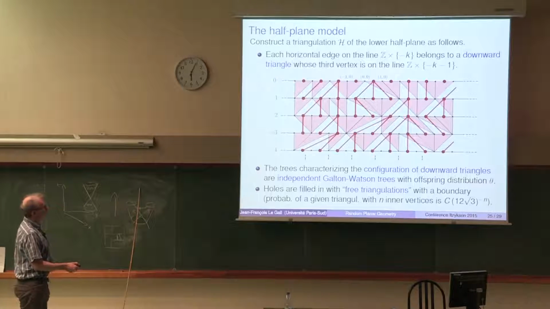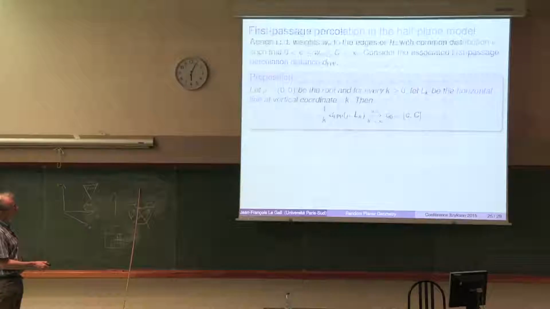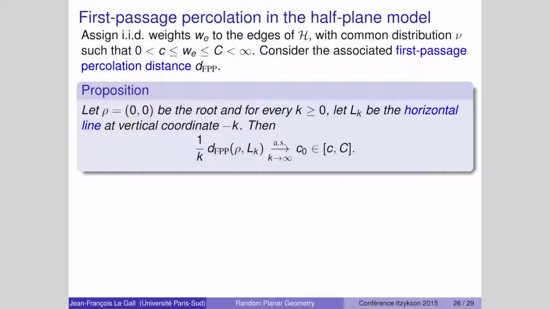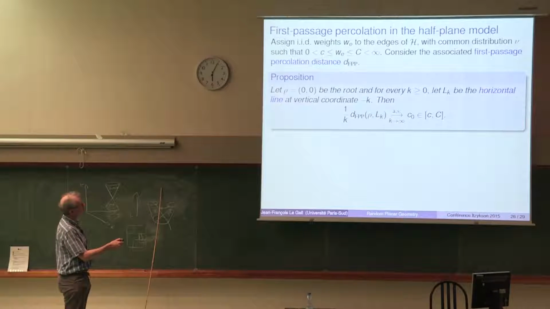Okay, so you define this half-plane model in this way, and why is it useful to consider this? It's useful because if you work with first passage percolation in this model, then it's easier to study. So you do what I explained before, you assign weights to the edges. For simplicity, I stick to this case, where weights are bounded above and below by positive constants.